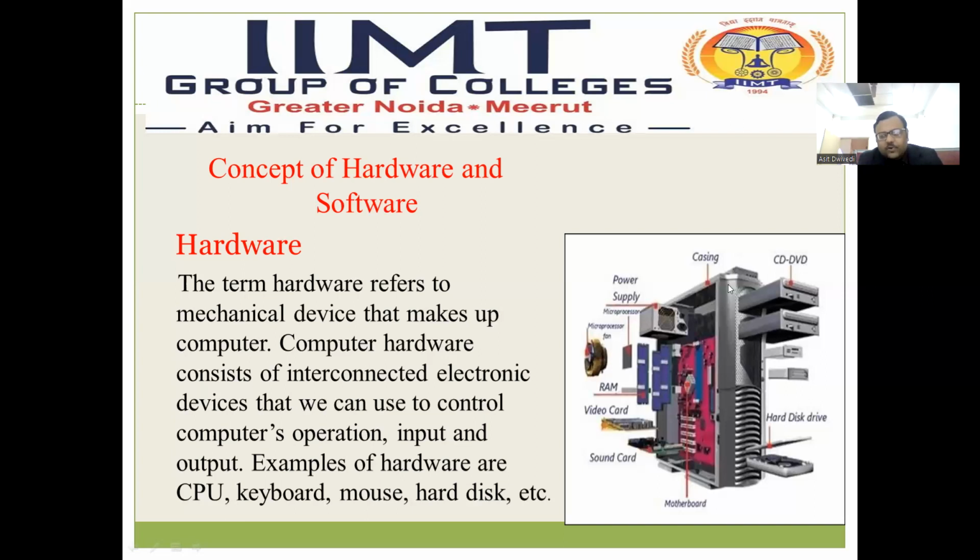See, this is the photo of the hardware. First, there is the casing. Casing means the cabinet of the CPU. Then there is the CD DVD drive. Then the hard disk drive. Then the motherboard. Then the sound card. Then the video card. Then RAM. Then the power supply. This one is the SMPS.